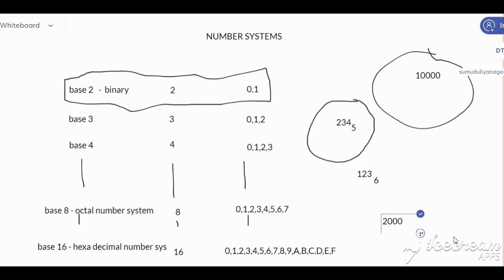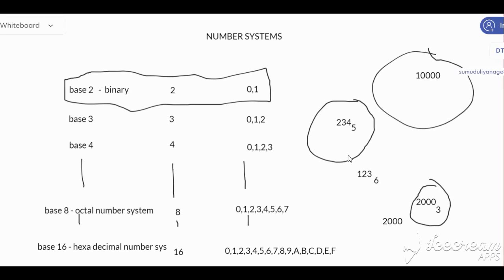This is 2000, right? And if there is something like this, 2000 with base 3, now you cannot say this is 2000. 2000 is in decimal format. This is 2000 in base 3. So I hope you are clear about what the number systems are, which are the useful number systems, and how to represent a value in a particular number system. So this is 2, 3, 4 in base 5. Like that, you can represent numbers in any base, in any number system.